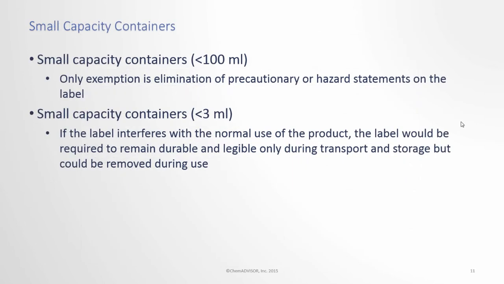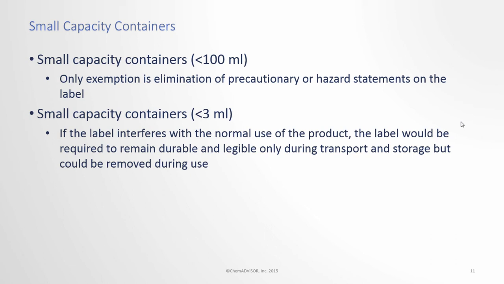Canada recognizes that small capacity containers can be challenging in terms of inclusion of all the required label elements. So they did provide some flexibility and they did specify two sizes. There's a less than 100 ml size, and the HPR states that the only exemption is elimination of precautionary hazard statements on the label. And then they do recognize that you might even have smaller containers, such as less than 3 ml. And HPR does say that if the label interferes with the normal use of the product, the label would be required to remain durable and legible only during transport and storage, but could be removed during use.